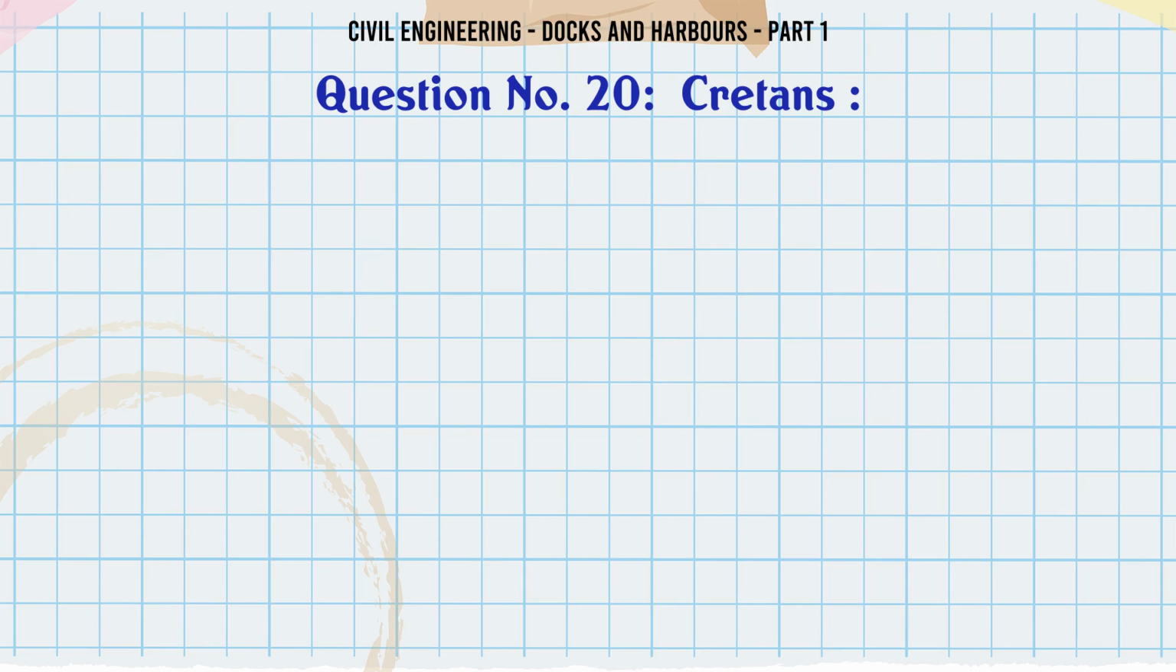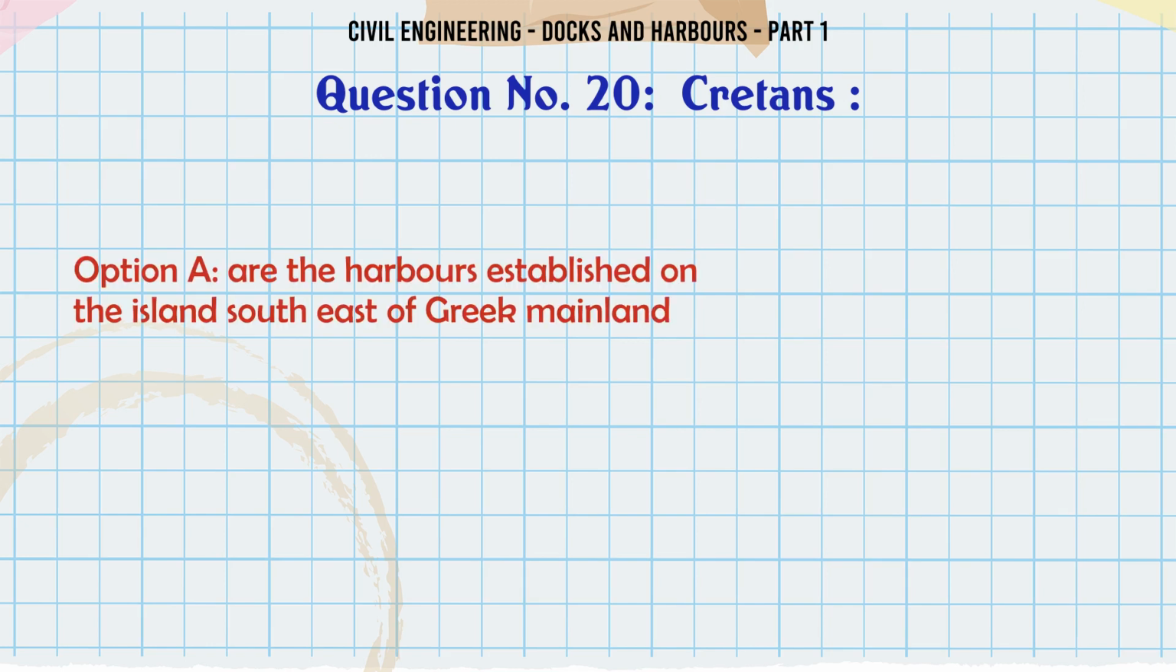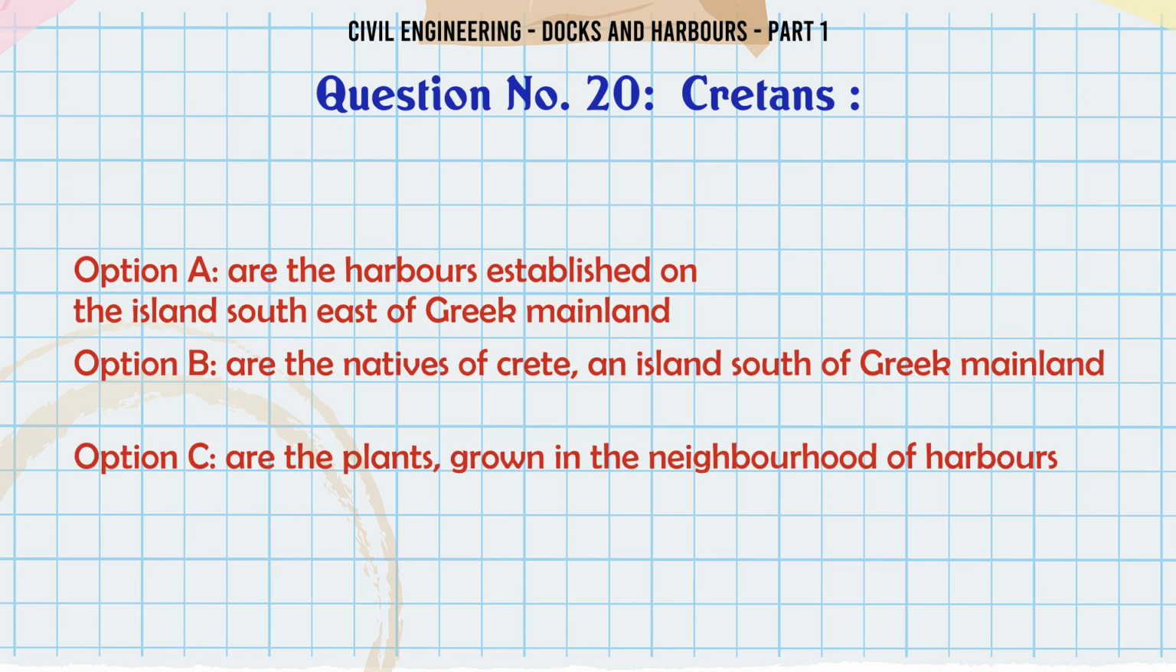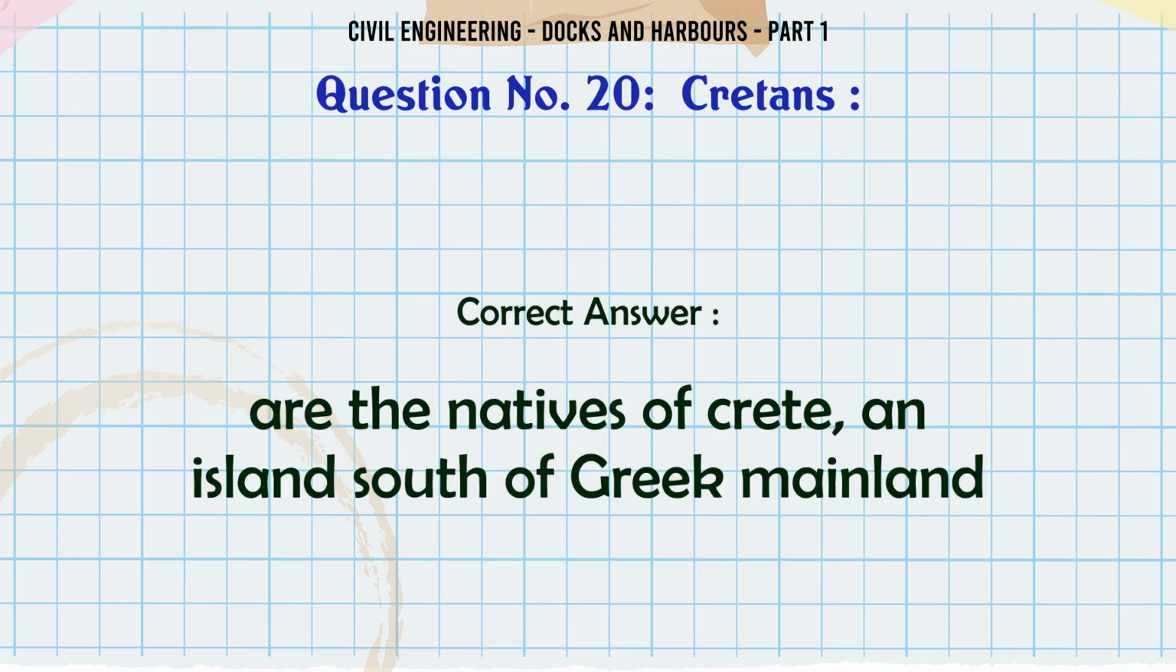Cretans: A. are the harbors established on the island southeast of Greek mainland. B. are the natives of Crete, an island south of Greek mainland. C. are the plants grown in the neighborhood of harbors. D. none of the above. The correct answer is B, are the natives of Crete, an island south of Greek mainland.